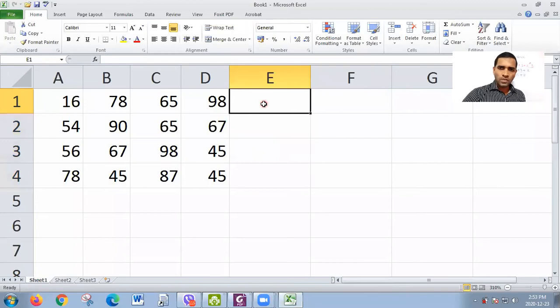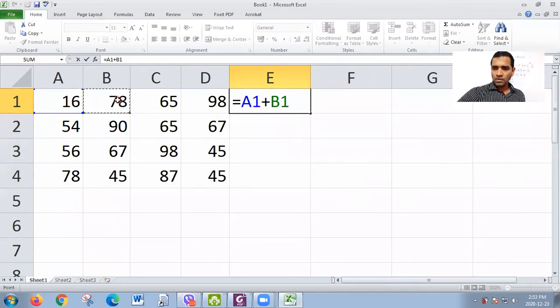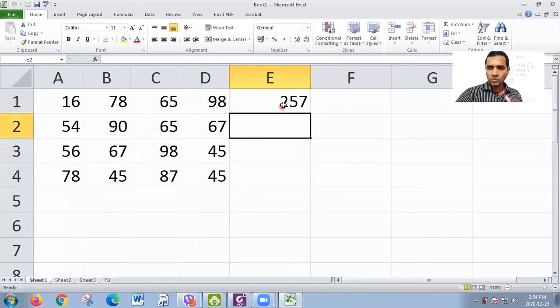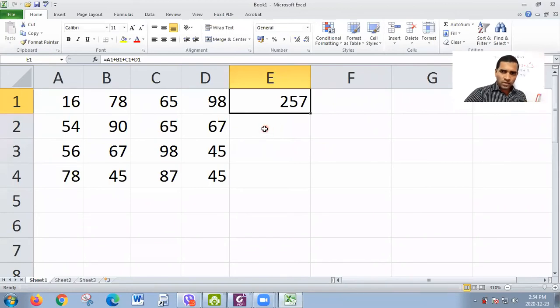First of all, you have to type the formula: equal A1 plus B1 plus C1 plus D1. Press the enter key. Now you got the answer. Now we need the total for the remaining rows. So use this formula for finding the remaining totals.